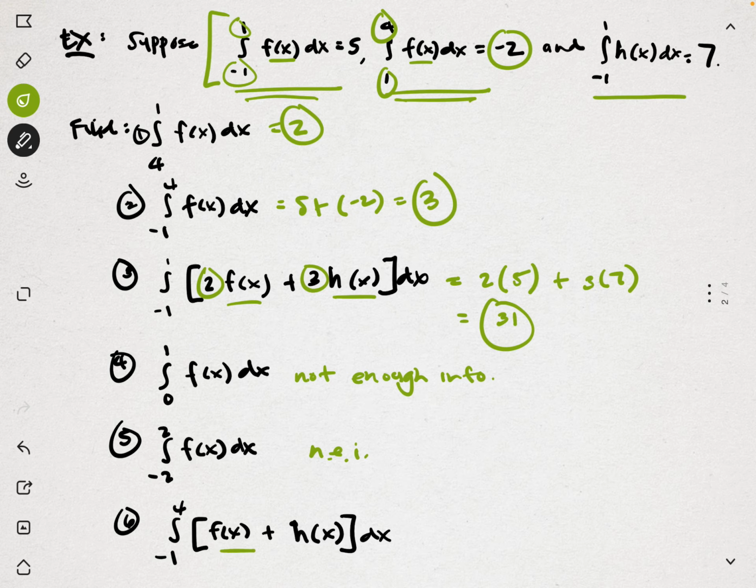because we found that earlier. Where is it? That's 3. But we don't know anything about h of x. All we know about h of x is from -1 to 1. We can't combine h's with f's and say that's the same integral. Okay, so this is also not enough information.